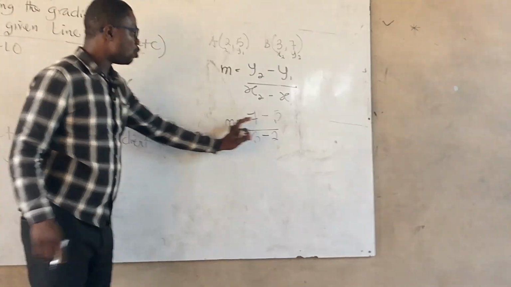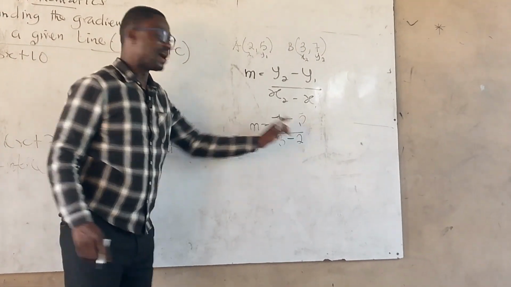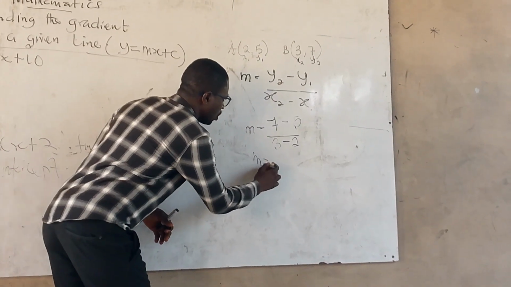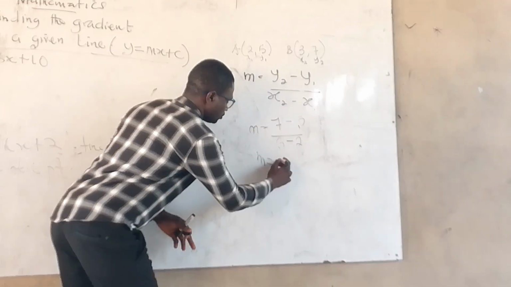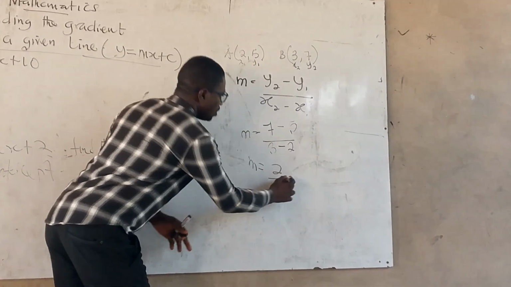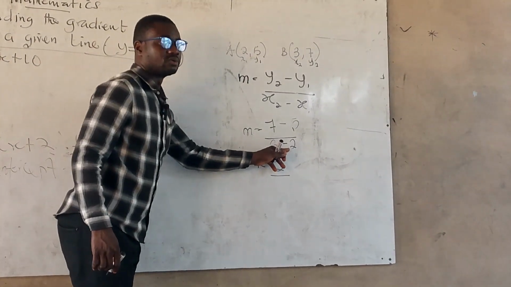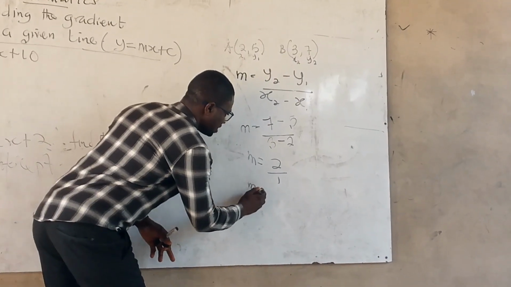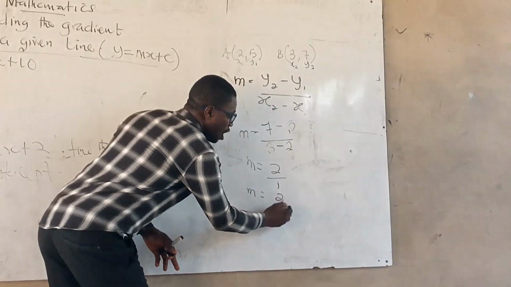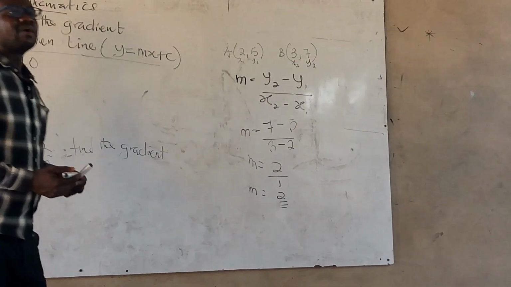Therefore, we will solve and simplify. So m is equal to 7 minus 5, which is what? 2. Over 3 minus 1, which is what? 1. So our gradient is equal to 2. I hope I'm clear. Good.